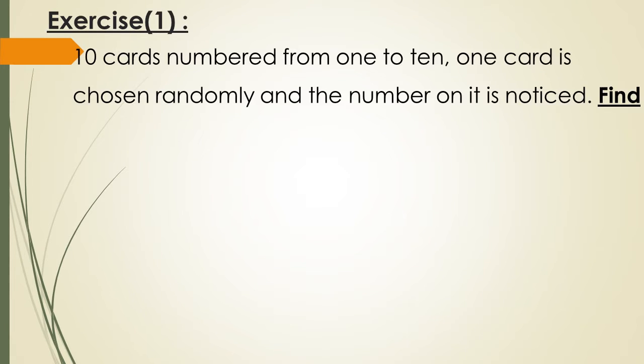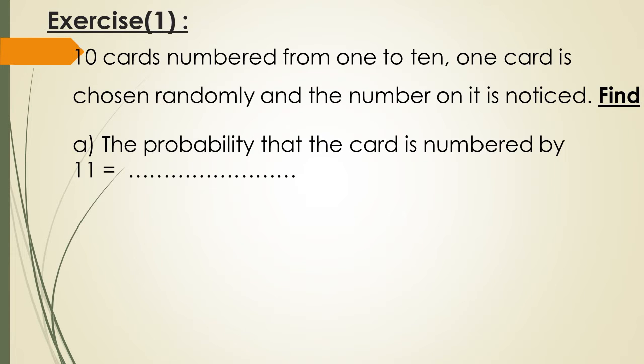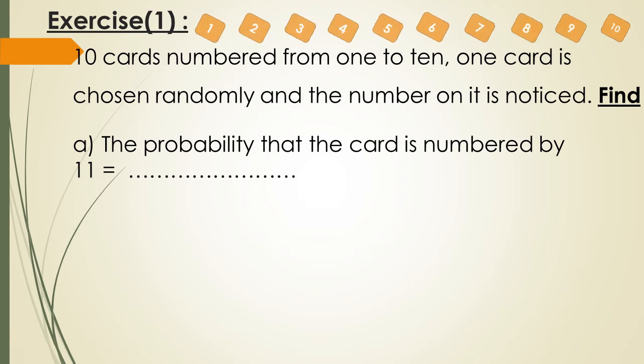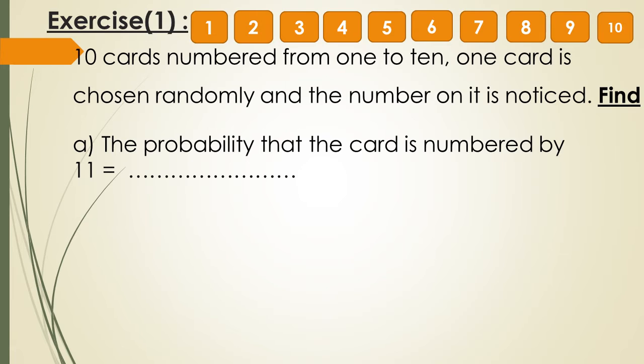Exercise number 1. 10 cards numbered from 1 to 10. One card is chosen randomly and the number on it is noted. Find, letter A, the probability that the card is numbered 11. Here we have 10 cards numbered from 1 to 10. We have the card with number 1, number 2, number 3, number 4, number 5, number 6, number 7, number 8, number 9, and number 10.